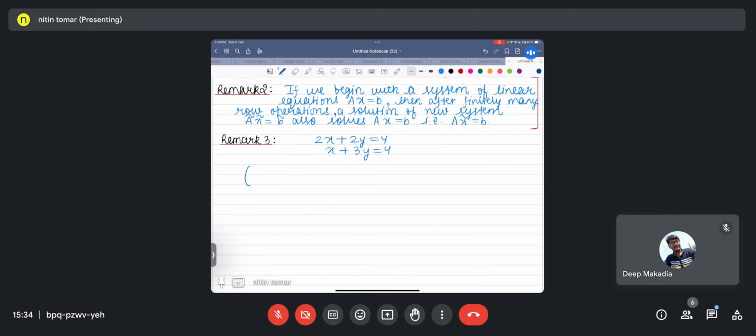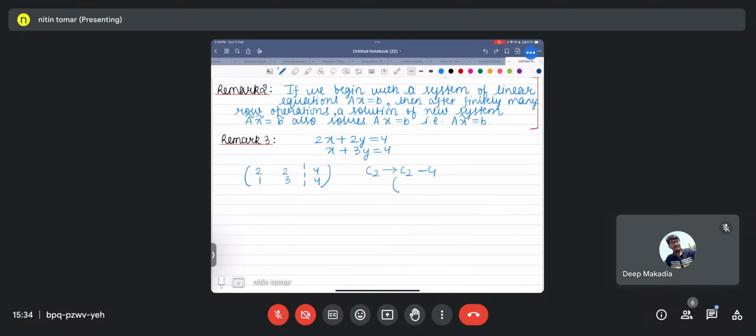Okay, let us see what happens. 2, 1, 2, 3, 4, 4. Now, one preferable column operation could be C2 goes to C2 minus C1, right? Am I correct? Because then this thing will be 0. Am I correct?